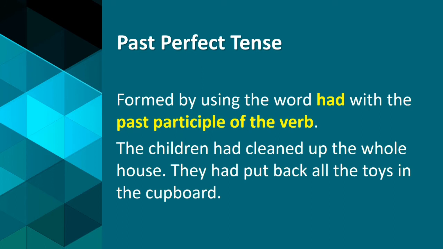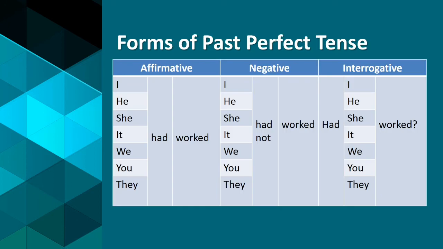Now coming to the third form, the past perfect tense. Now it is formed by using the word had. The present perfect uses the word have, right? So past perfect tense uses the word had with the past participle of the verb. The children had cleaned up the whole house. They had put back all the toys in the cupboard. In both the cases, you are seeing the construction had along with the past participle of the verb.